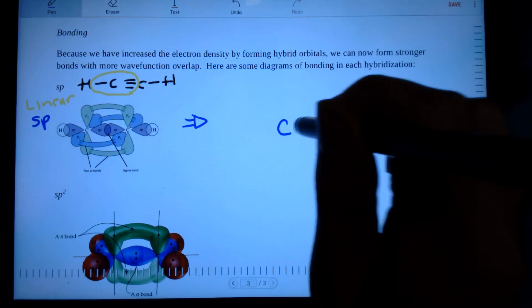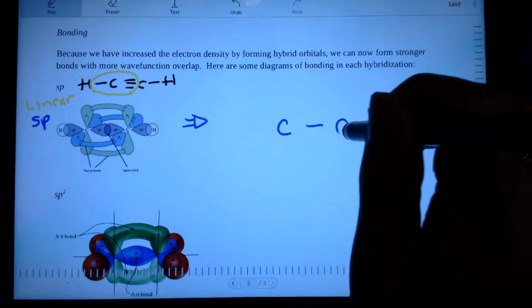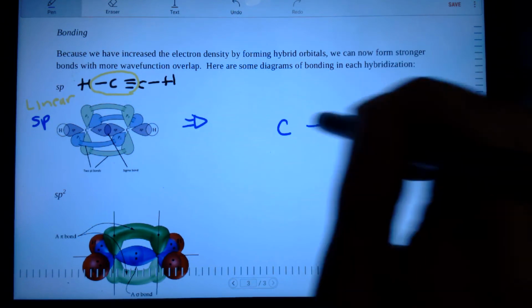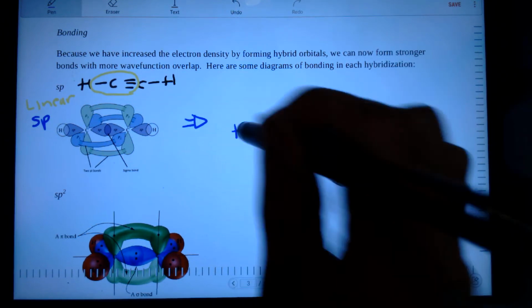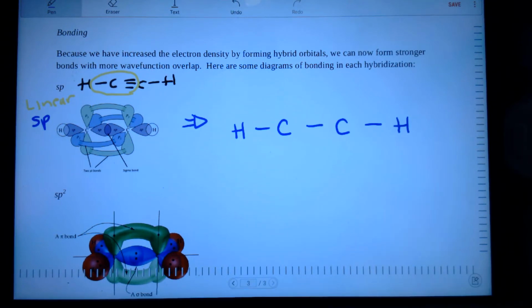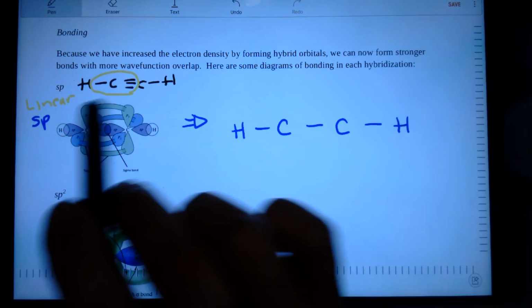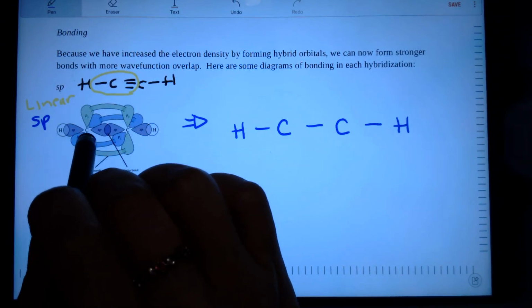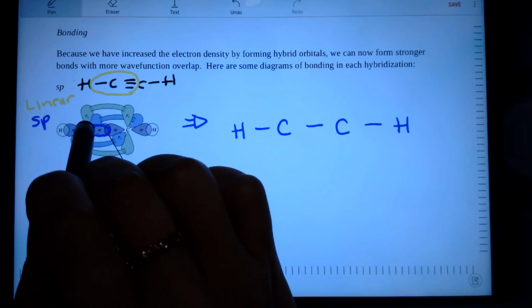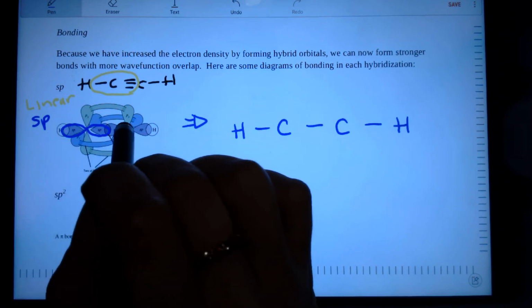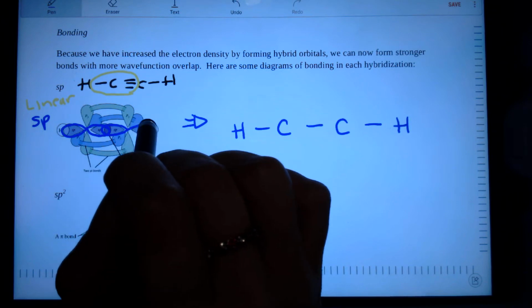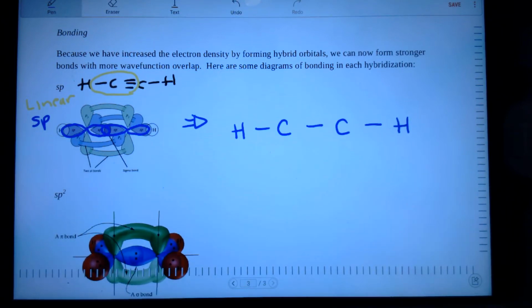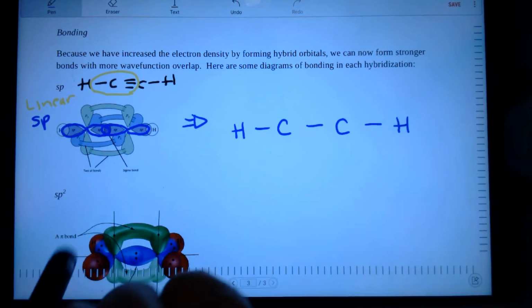Okay, so we have our carbon, our hydrogen, and our hydrogen. The sigma bonds are formed first. These are the sp hybrid orbitals. So for carbon here, we formed two sp. This is an sp, this is an sp. For this carbon, we have the sp here and the sp here. So those are giving us the sigma bonds.